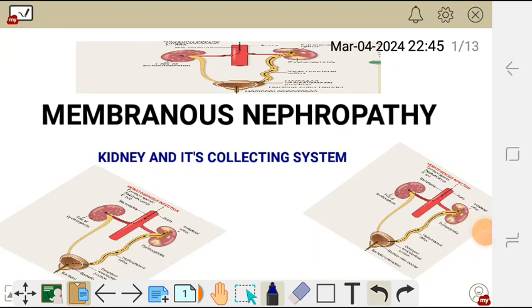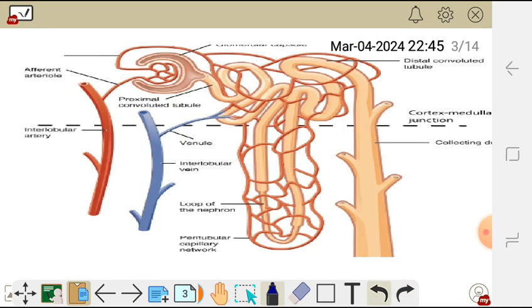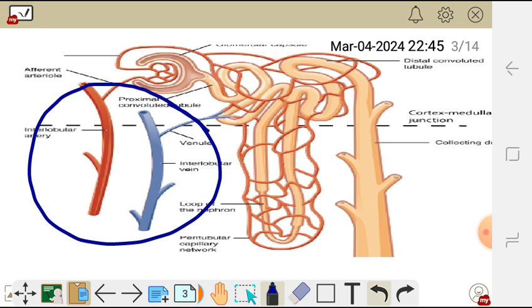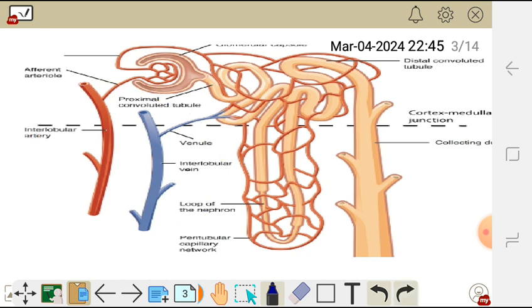In this video I'm going to talk about membranous nephropathy under the topic pathology of the kidney and its collecting system. So the diseases which affect the kidney are divided into those which affect the glomerulus and those which affect the kidney tubules, including those which affect the blood vessels of the kidney nephron.